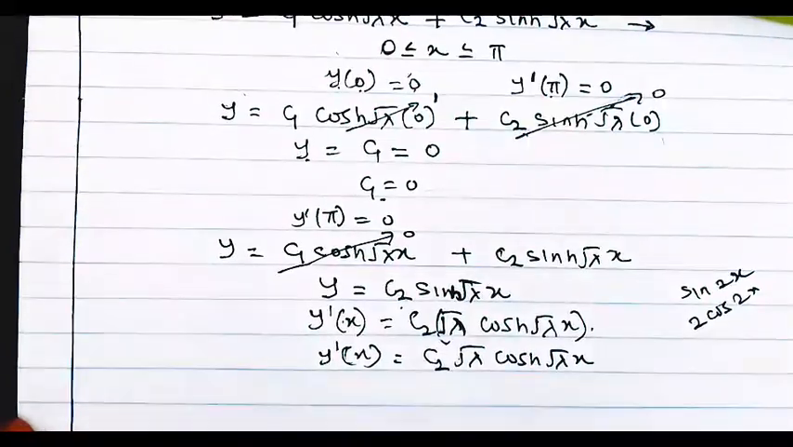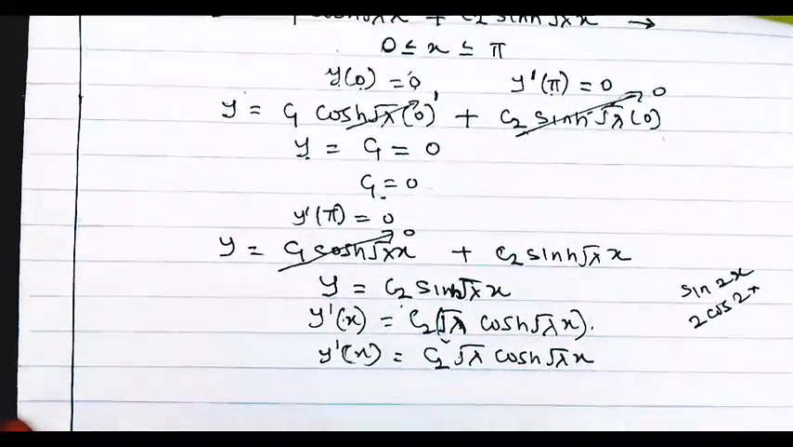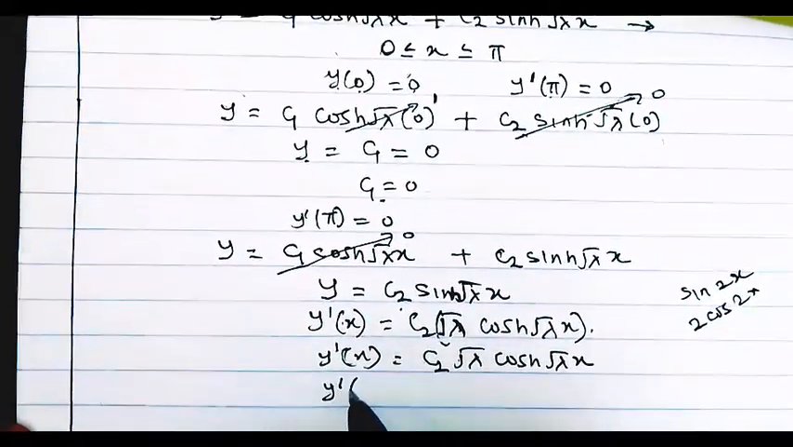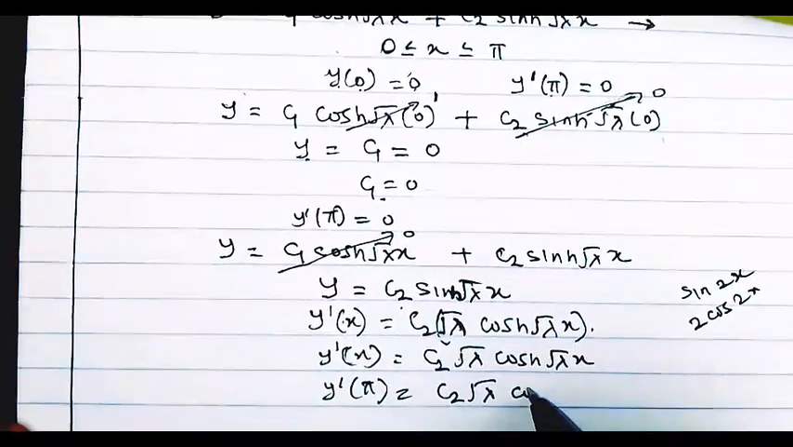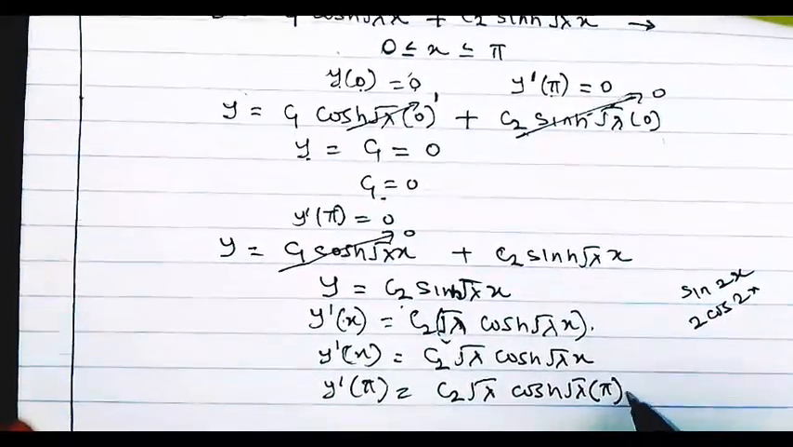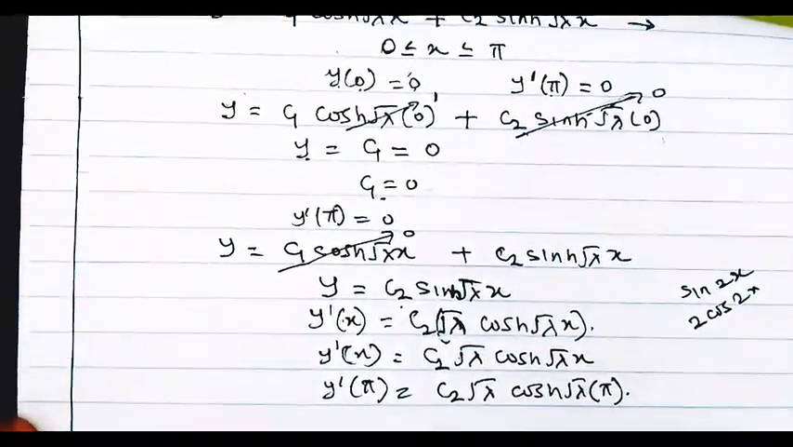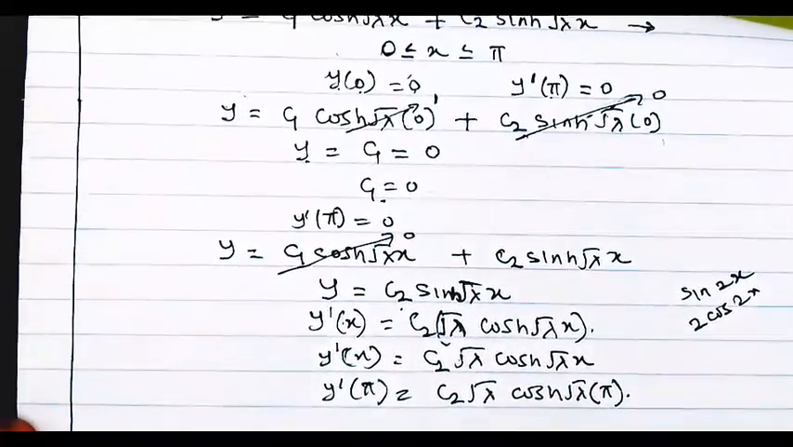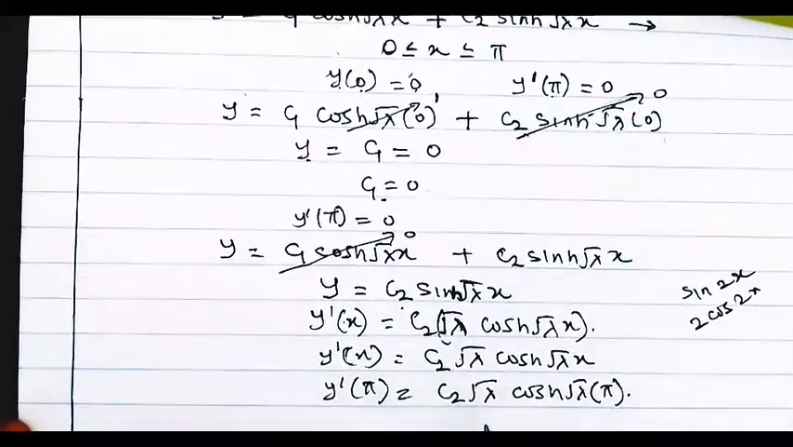Like I said, we are going to substitute for our second boundary condition when x is equal to pi. So substituting when x is equal to pi, you have c2 root lambda cos root lambda times pi. So what do we have here? We have root lambda times pi.